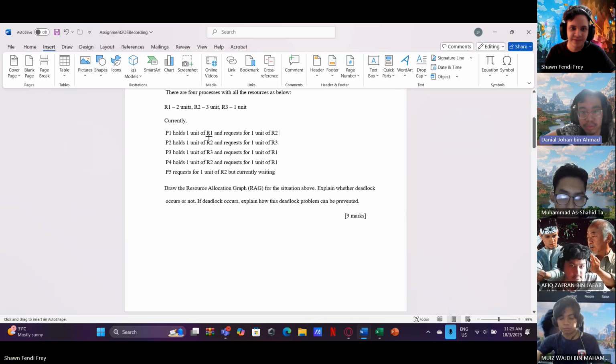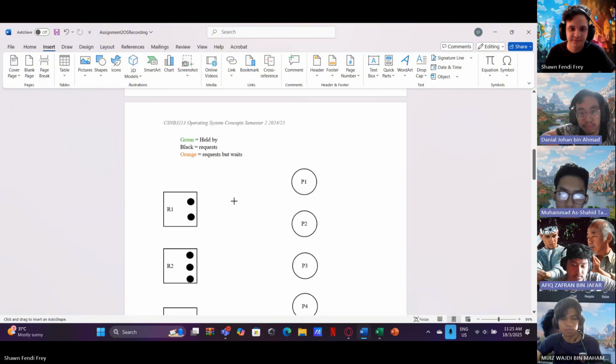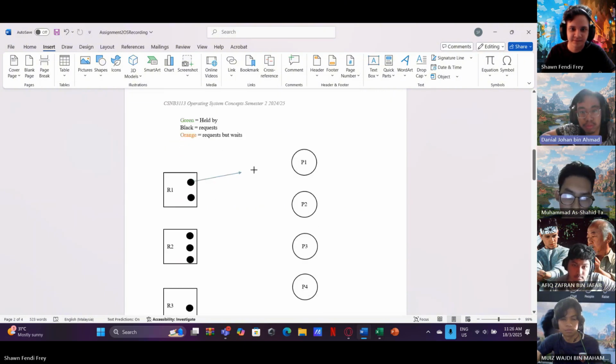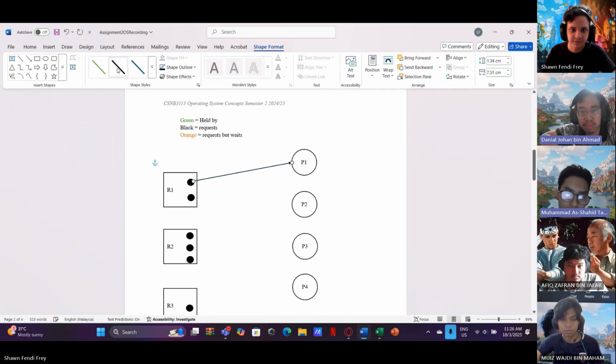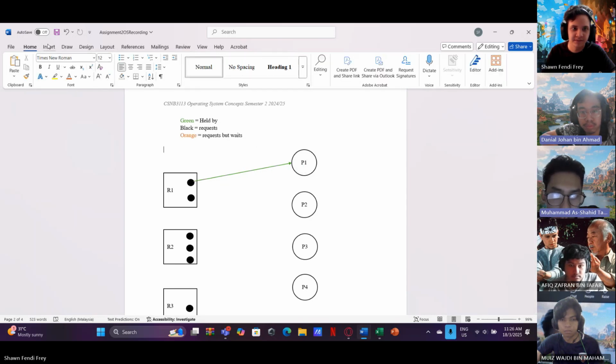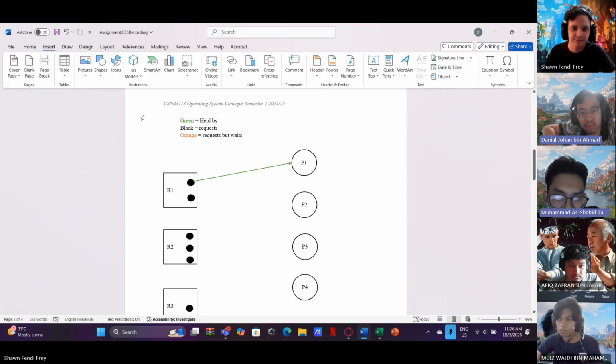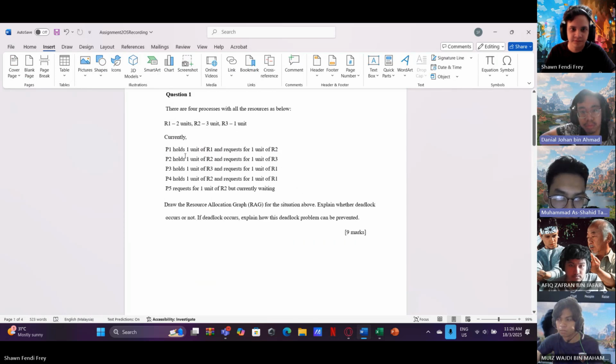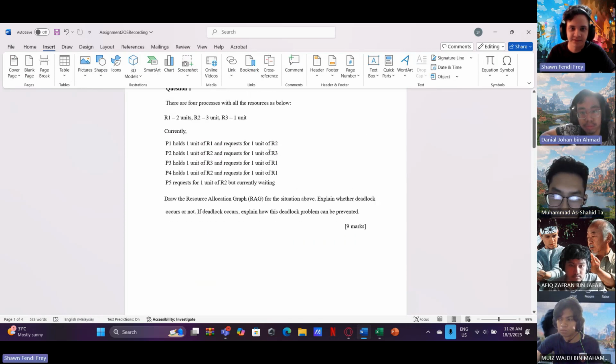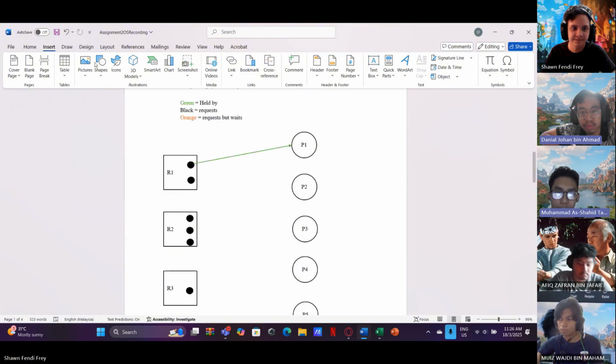P1 holds 1 unit of R1, so the arrow goes from R1 to P1, since it is held by P1. Okay, so green. P1 will request R2, meaning the arrow goes from P1 to R2.